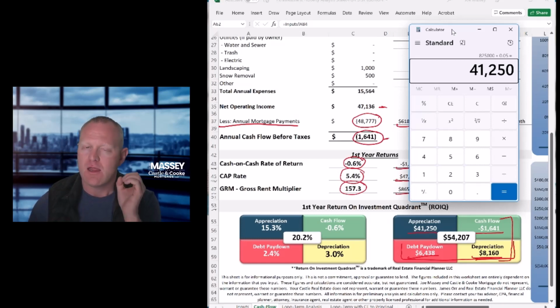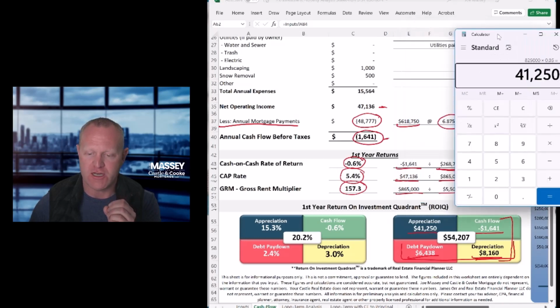Now, we all know properties are not going to appreciate exactly 5% every year. Some years are going to be better. Some years are going to be worse. But this is assuming our average 5% appreciation.